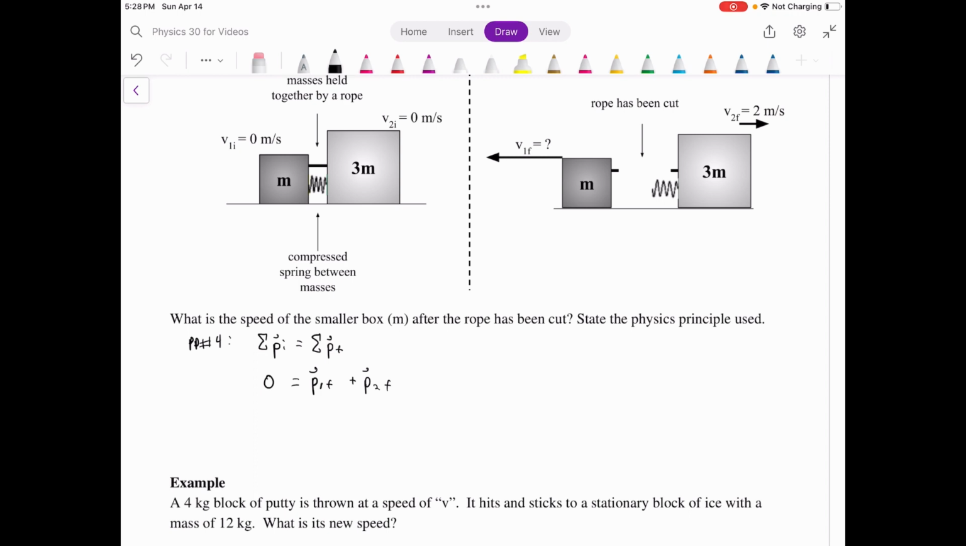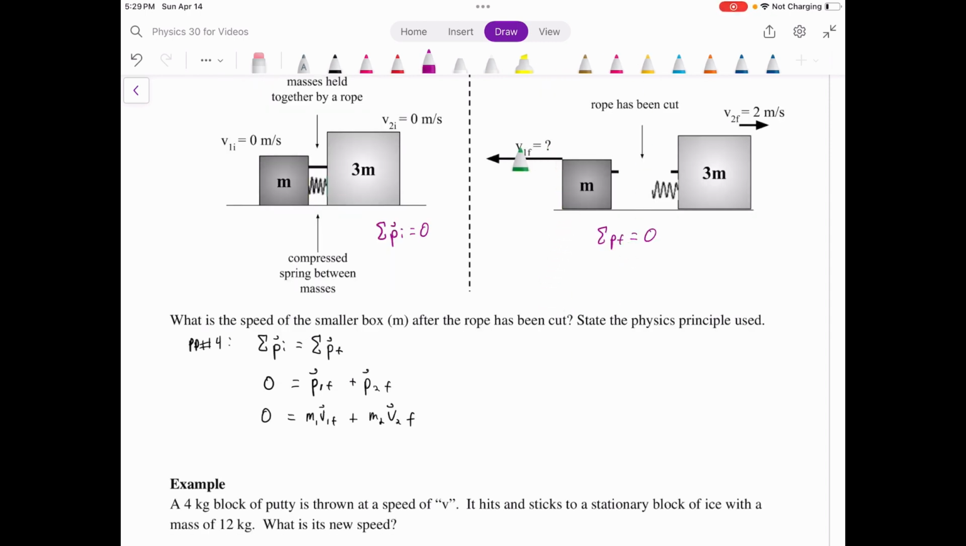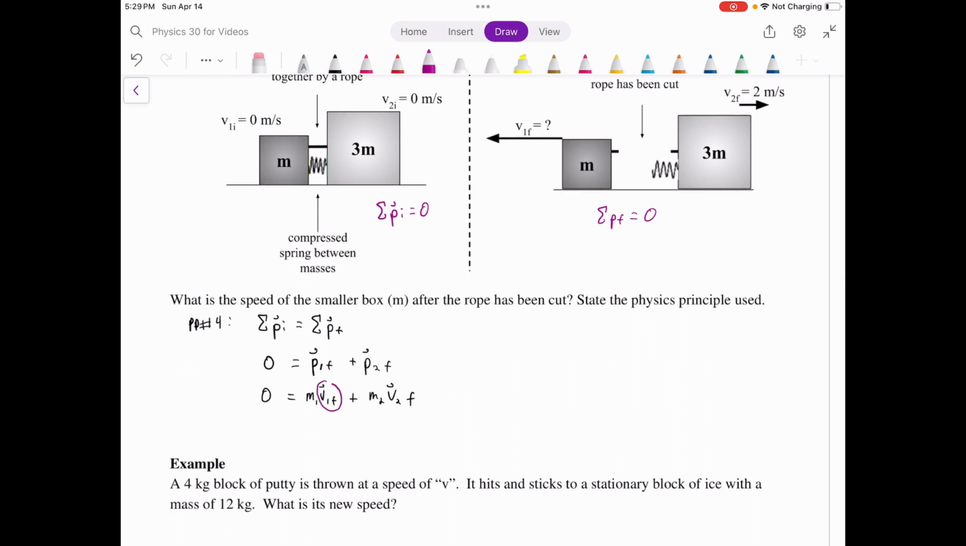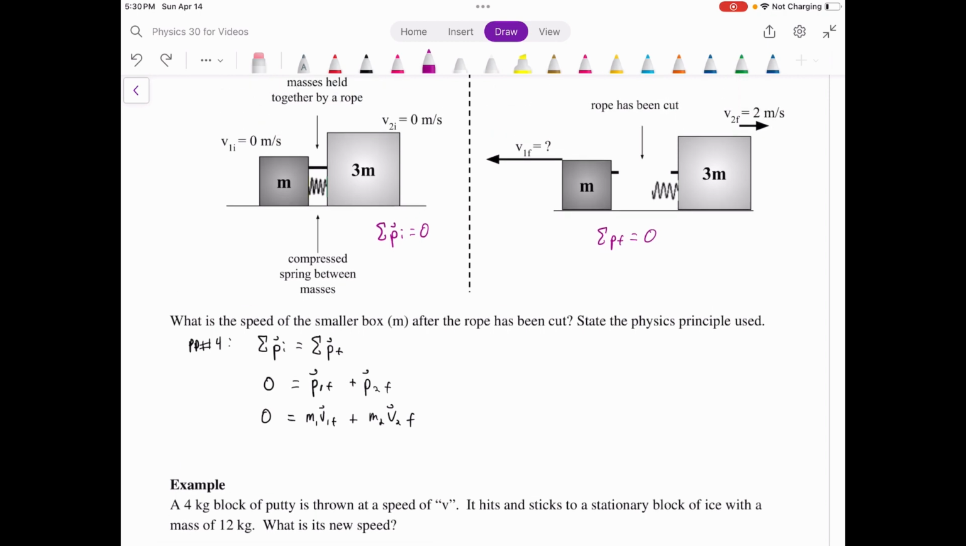So if we continue down this path, 0 is equal to momentum 1 final, which is m1 v1 final, since P equals mv, plus momentum 2 final, which is mass 2 times velocity 2 final. We are interested in finding object 1's final velocity. We were given object 2's final velocity, so we just need to isolate this. We'll subtract m2 v2 final from both sides, and then divide both sides by mass 1, undoing the operations that are happening to our required variable, v1 final.